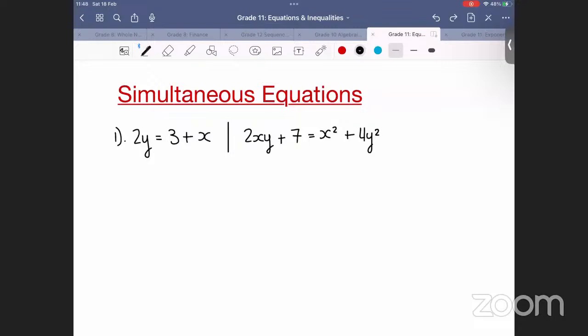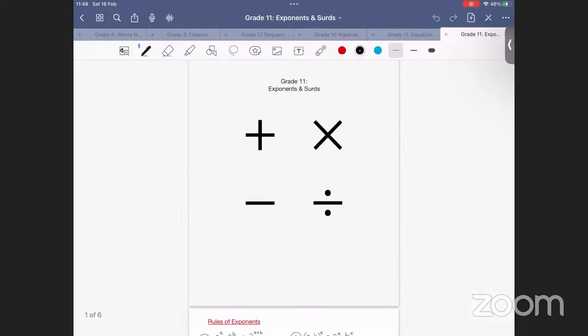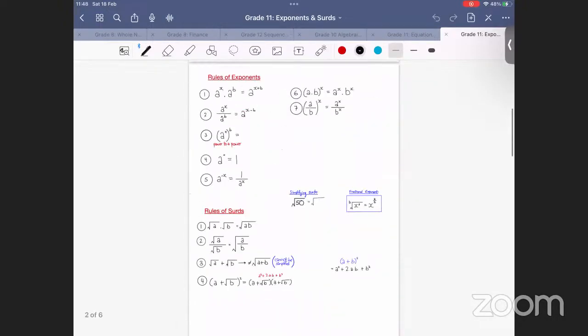Okay, cool. Let's move on to simultaneous equations and let's end on here. Then next week, we will start exponents and surds. Fun stuff.